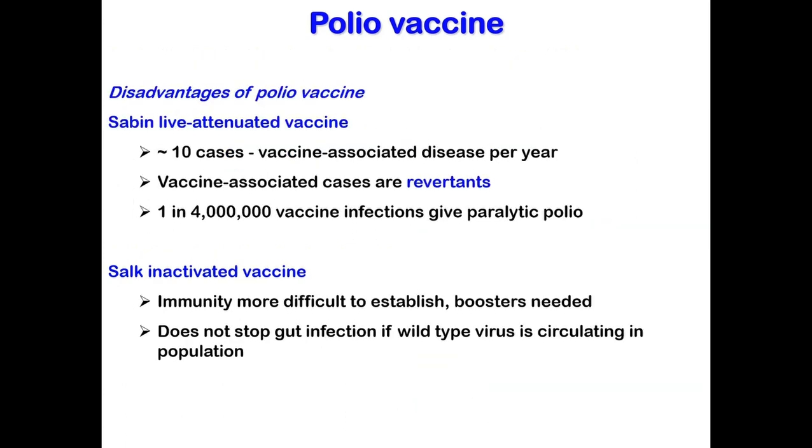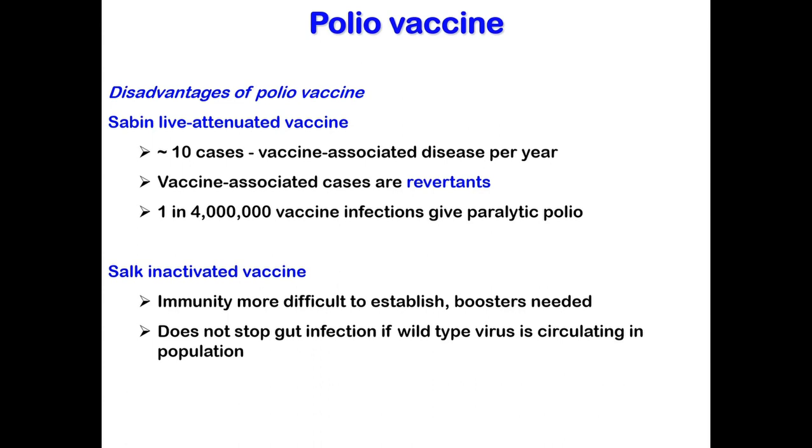As we said, the problem with the oral vaccine, the Sabin vaccine, is that it's a live vaccine, and you do get rare occasions where the vaccine regains full virulence and causes a disease. You do get around 10 cases of vaccine-associated disease per year, and these cases are called revertants, because the virus has reverted back to full virulence. And 1 in 4 million vaccine infections give paralytic polio, so the patient becomes paralyzed.